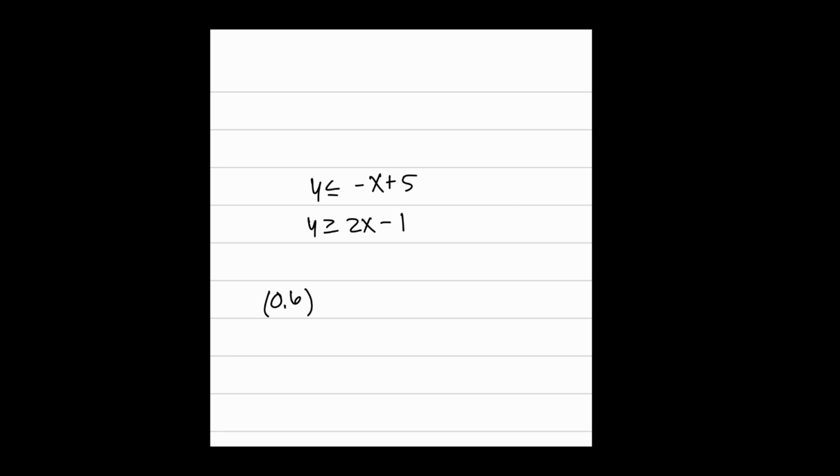So we can just go to the next one. It's not going to be this one. Next one is (2, 3). Let's see. 3 is less than or equal to negative 2 plus 5. 3 is less than or equal to 3. That works, right? So it satisfies the first one.